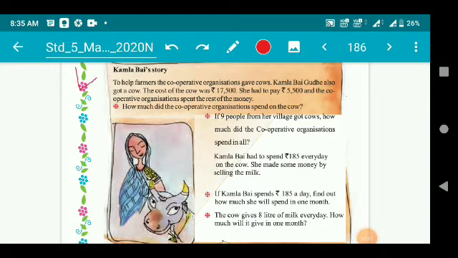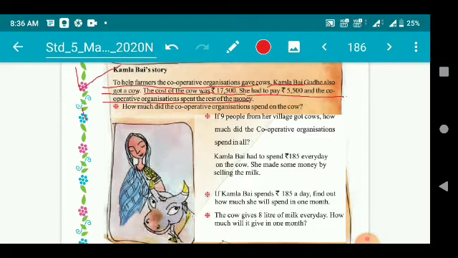Here is given Kamalabai's story. To help farmers, the cooperative organizations gave cows. Kamalabai Gude also got a cow. The cost of the cow was rupees 17,500. And she had to pay rupees 5,500, and the cooperative organization spent the rest of the money.